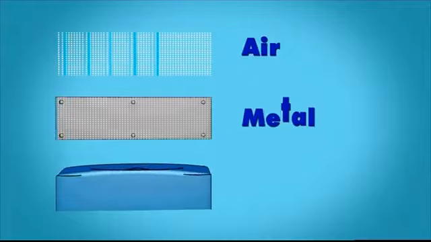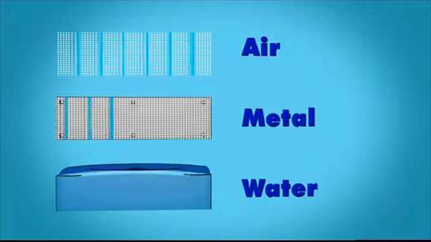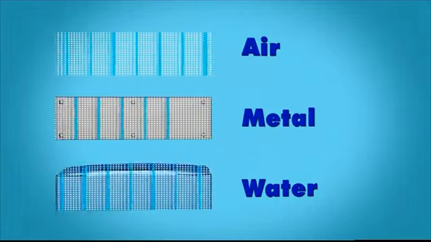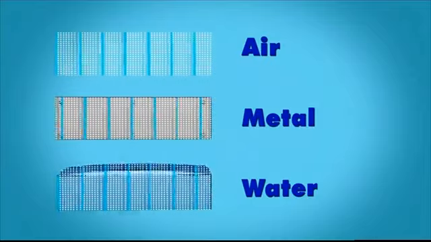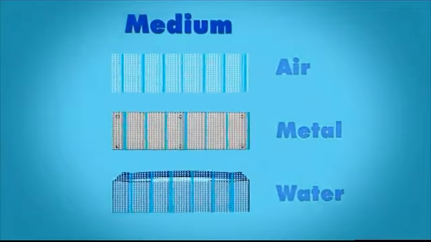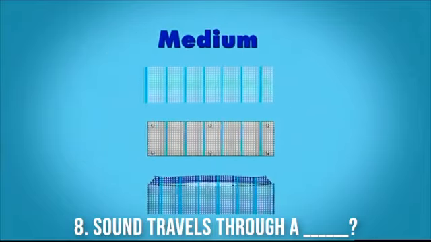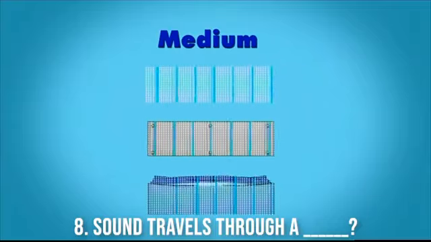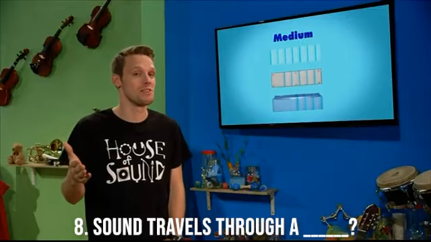The thing is, sound waves can travel through anything that can vibrate, like air, or metal, or water. Sound travels faster through water than air, and even faster through metals like steel. What the sound travels through is called a medium. In fact, sound needs a medium to travel through, otherwise there's no sound.